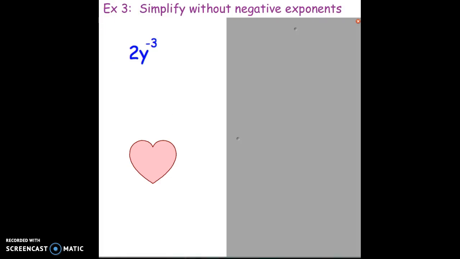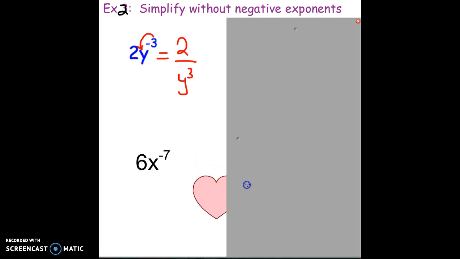Let's look at this in action. Here, example 2, we're simplifying this without a negative exponent. Now remember, as we've discussed in class, your exponent points to what's directly in front of it. And what's directly in front of that negative 3 is just the y. So our 2 is going to stay where it is. The y, to get it to be a positive 3, is going to go into the denominator. So that's 2 over y to the positive third power.